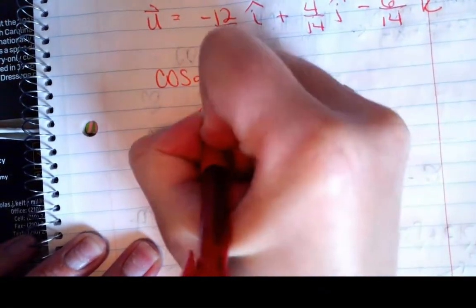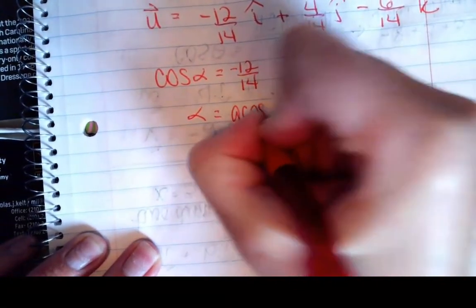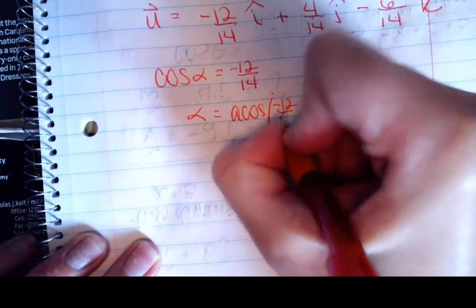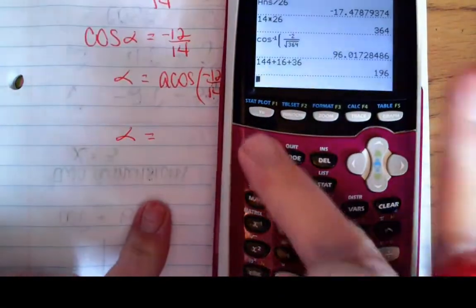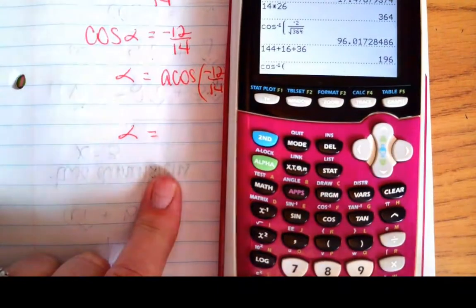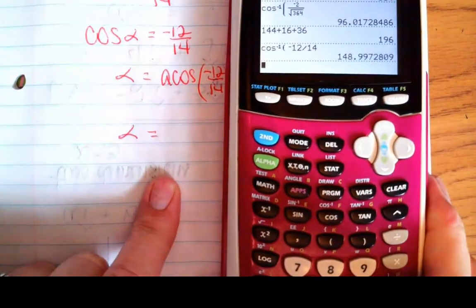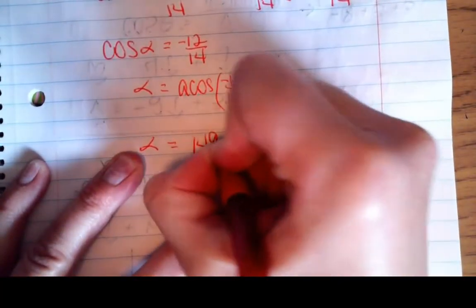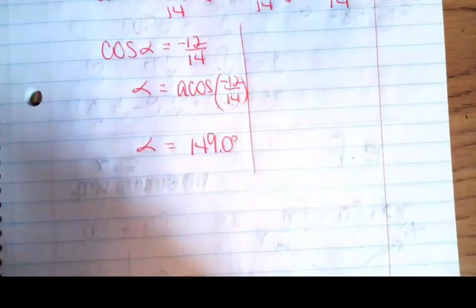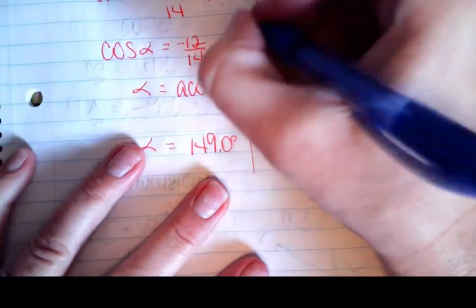I want to find the cosine of alpha, which is negative 12 over 14. So alpha must be the arc cosine of negative 12 over 14. So my alpha is the arc cosine of negative 12 over 14, and I get 149.0 degrees. So let's squish this in here, different color pen.